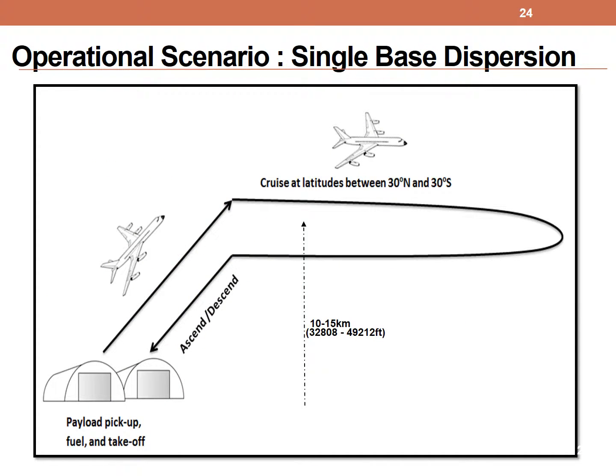The operational scenario is a single base dispersion. From the operational base, the flight will pick up the payload and fuel, and take off. It will cruise at a latitude between 30 degrees north and 30 degrees south in the location of the stratosphere, and then descend back to the operational base. This will happen 5 times a day for an hour-and-a-half sortie and 2 hours for fuel and unloading.